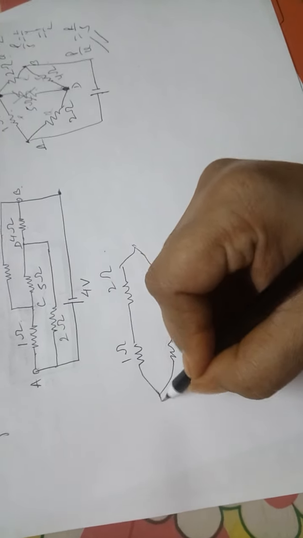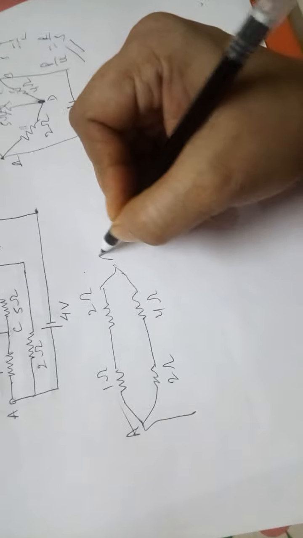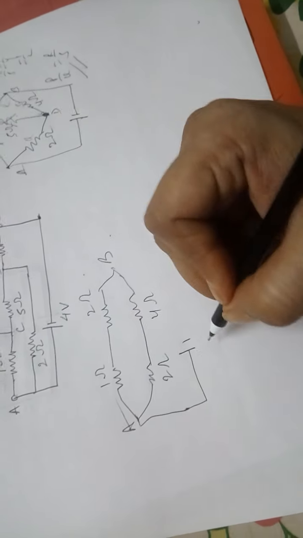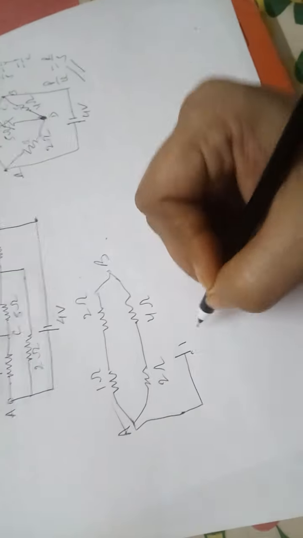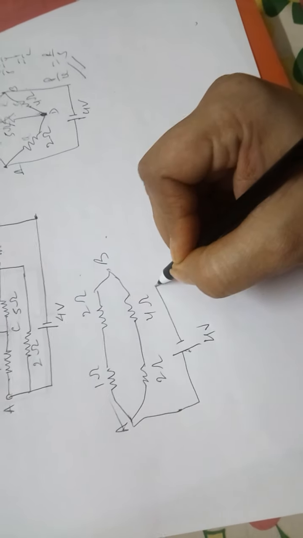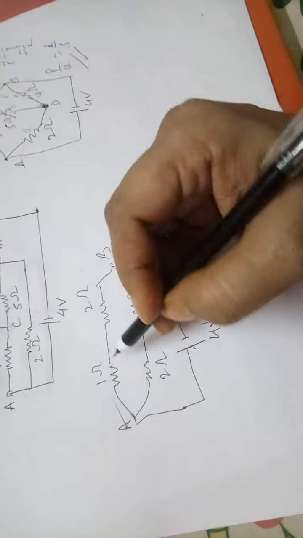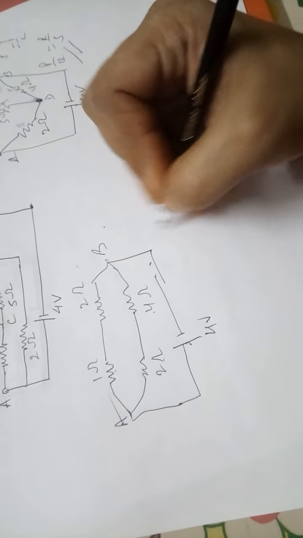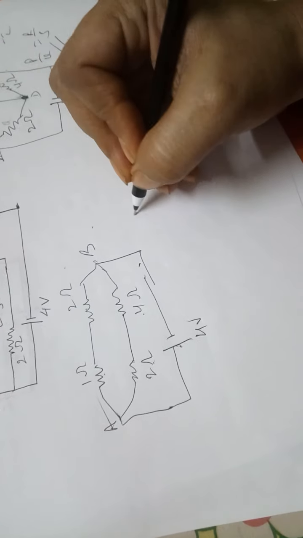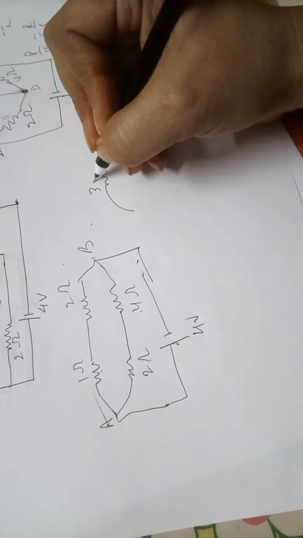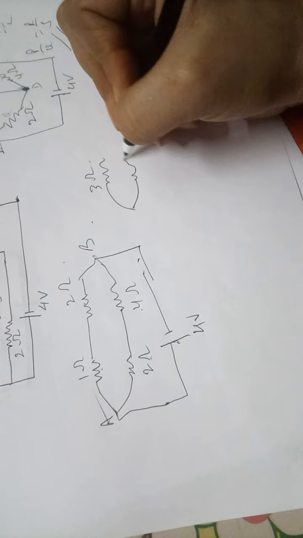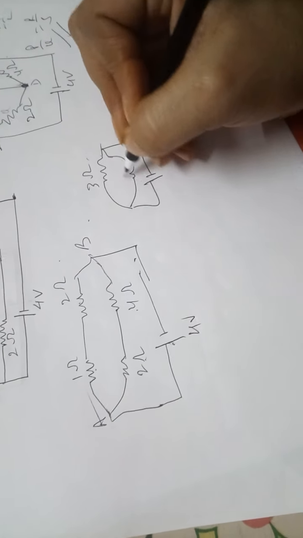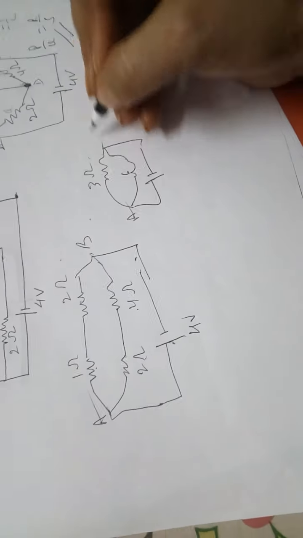So here this point is A, this point is B, and here again in the external circuit we have got 4 volt. Now if we just solve, this is 2 plus 1, 3, and this is 2 plus 4, 6. So we have got the parallel condition. Here we have got 3 ohm and here we have got 6 ohm, and they are connected. This is point A and B.